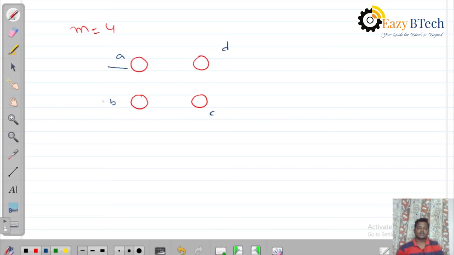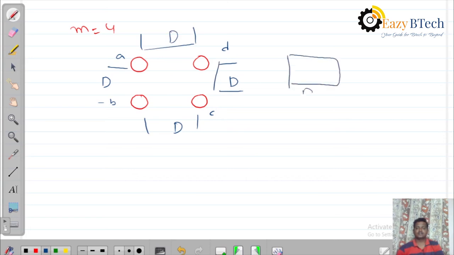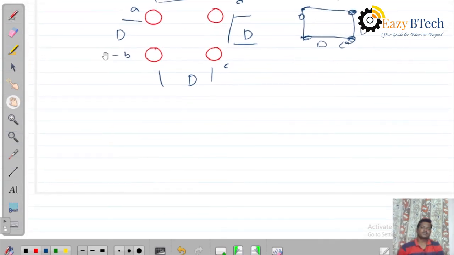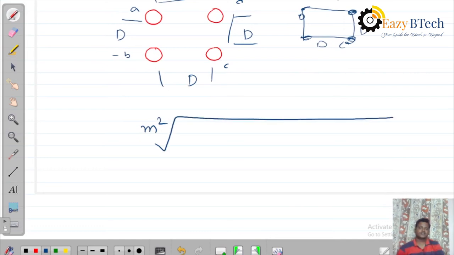The distance between each subconductor is D. This is D, this is also D, and A to D is also D. The distances are the same; the subconductors are at the corners of the square. Next, the formula for this one is M square root of the first distances: A to A, DAA, A to B, DAB, A to C, DAC, A to D, DAD.